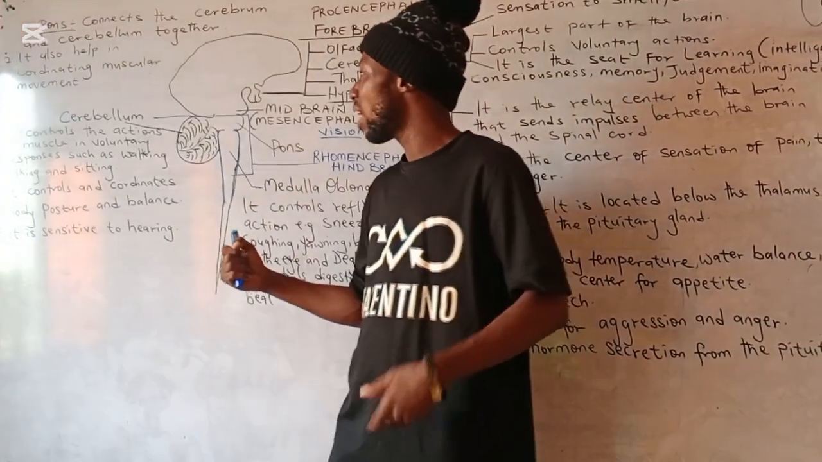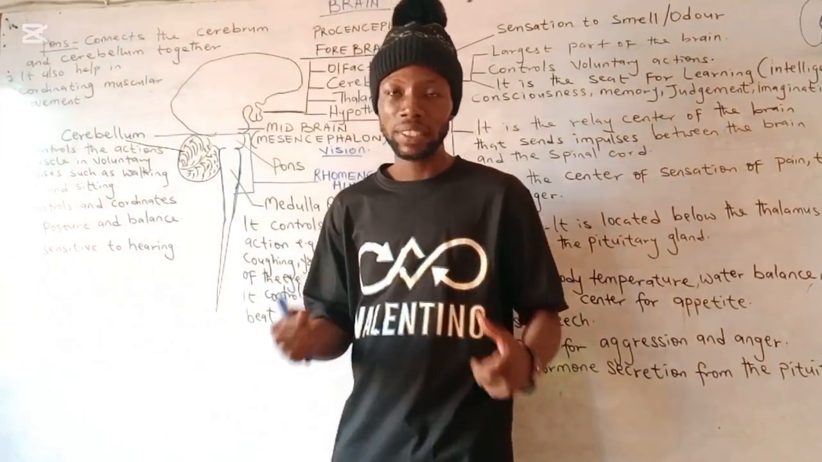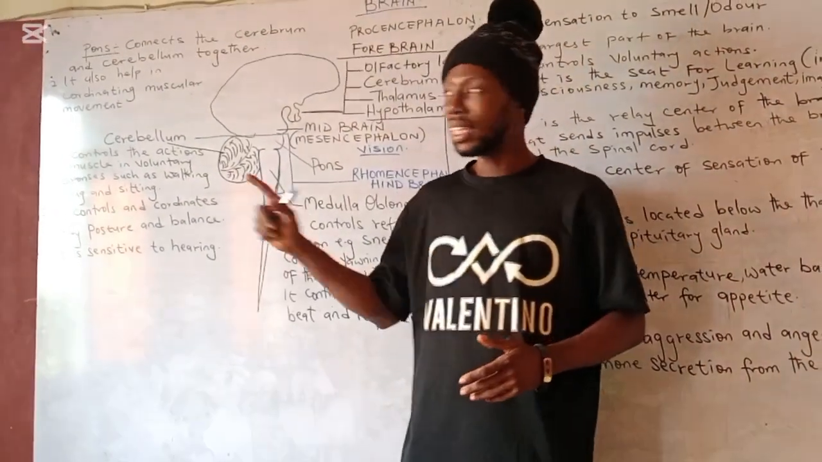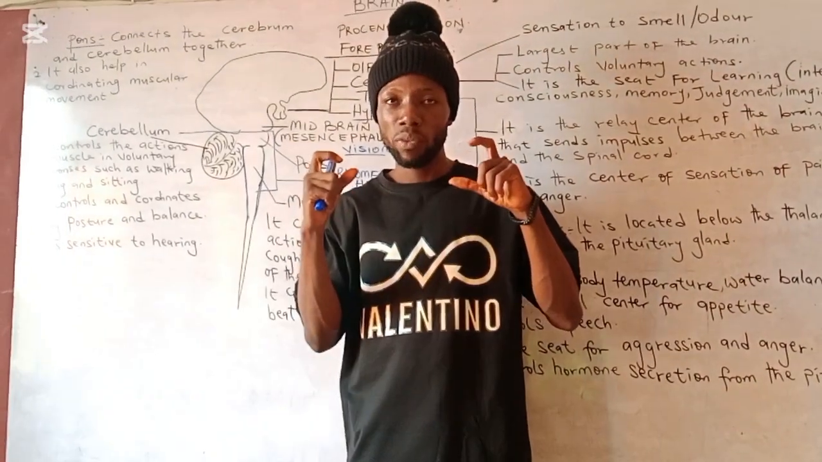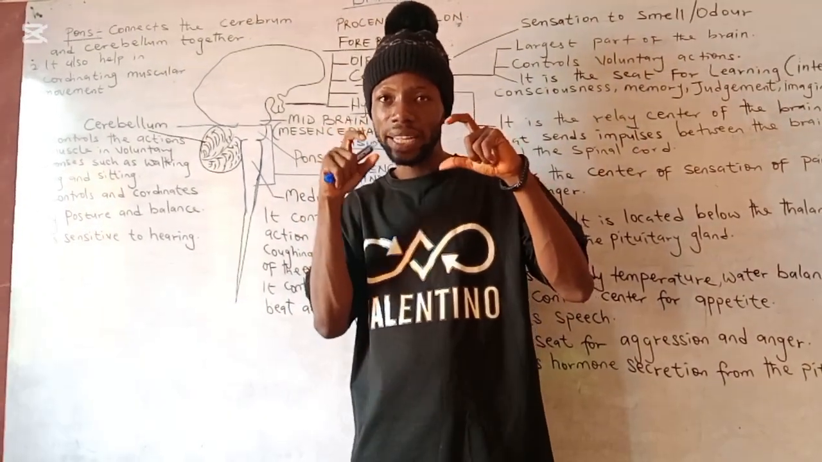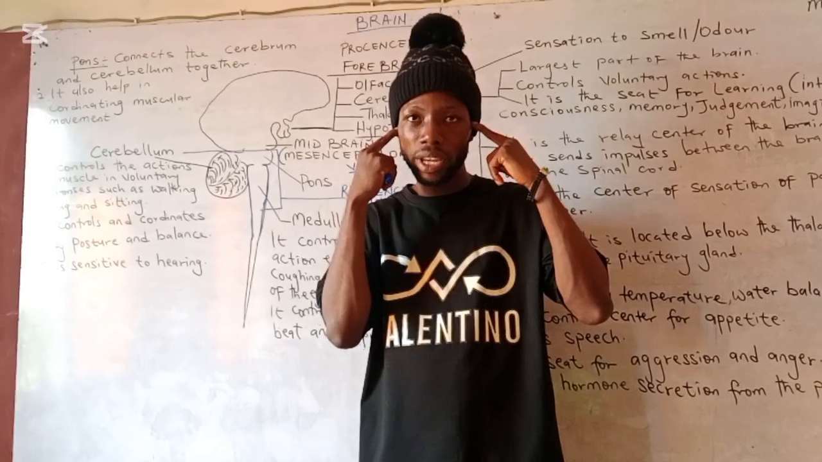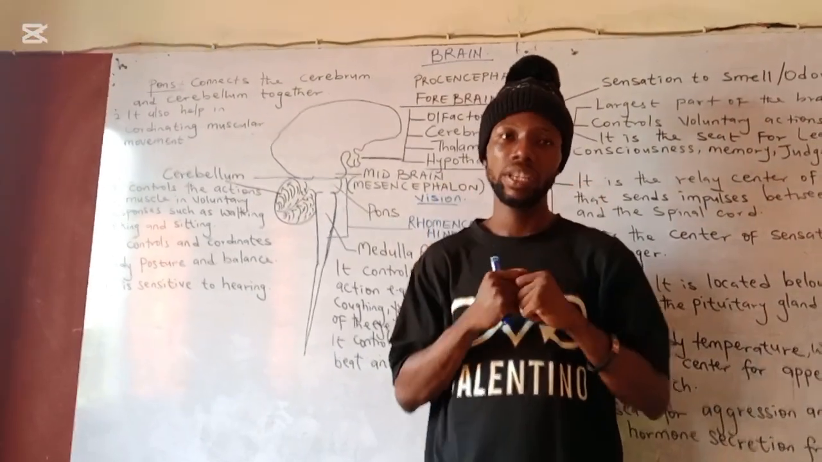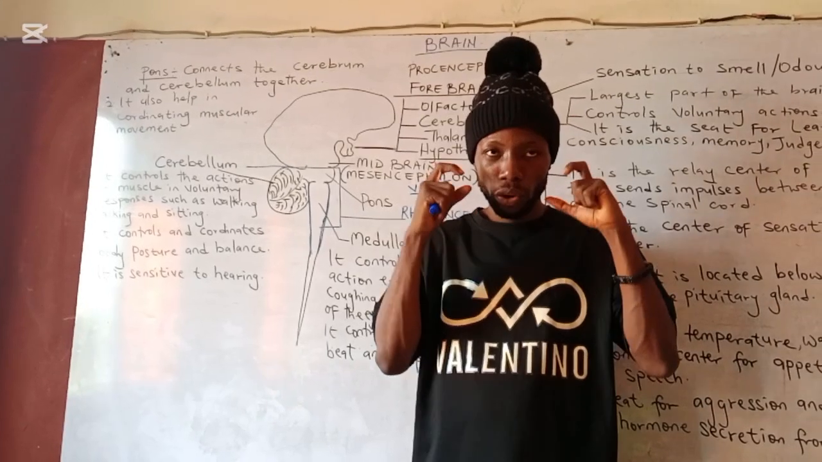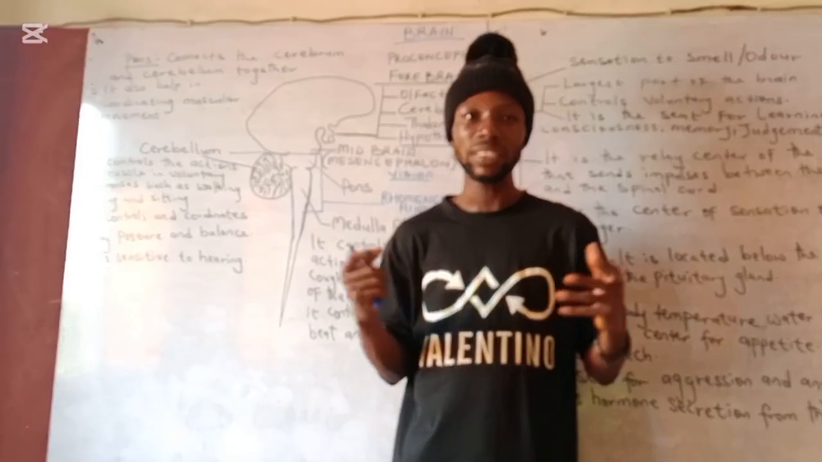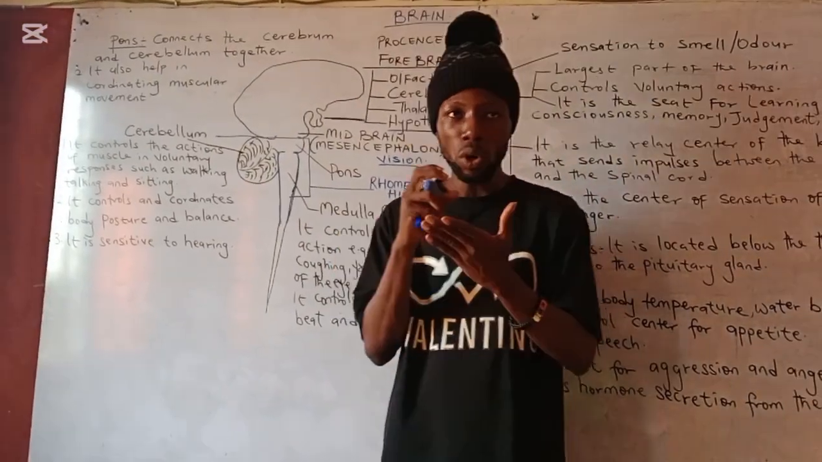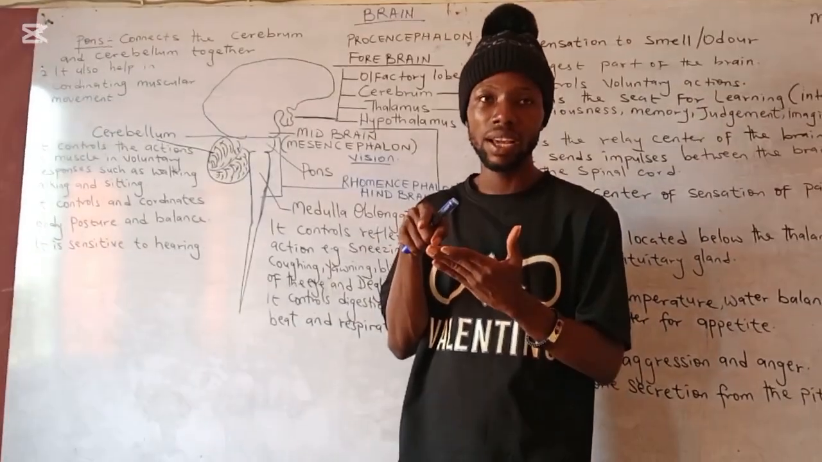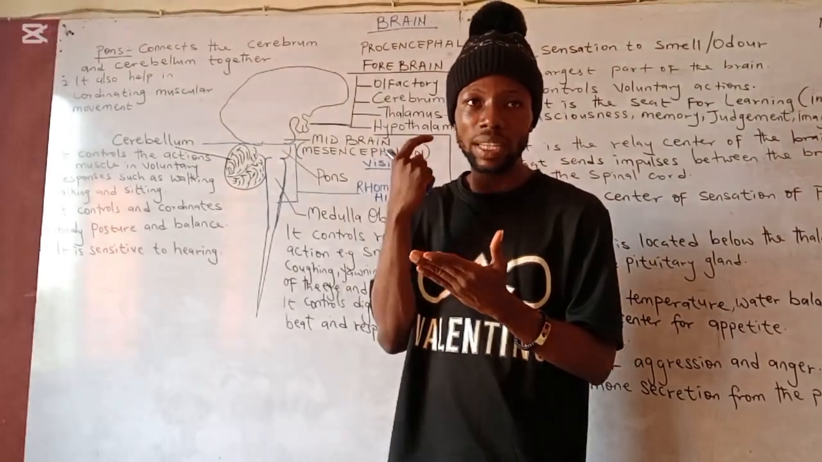Next, as part of the rhombencephalon, is the cerebellum. The cerebellum is the part of the hindbrain that is connected to the ear. Because of that, it controls the activities of the ear. What are the functions of the ear? We know that the ear is for hearing. The ear responds to sound.